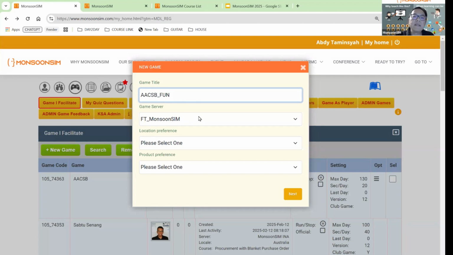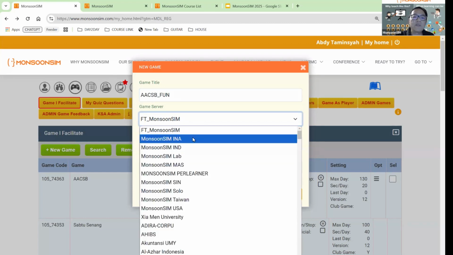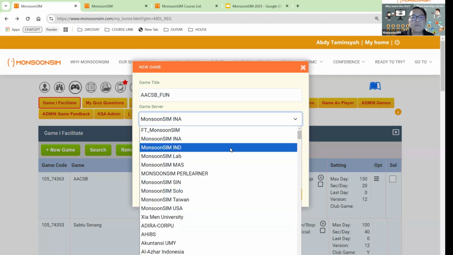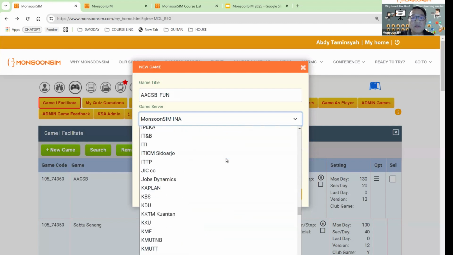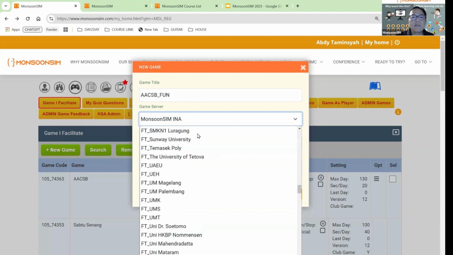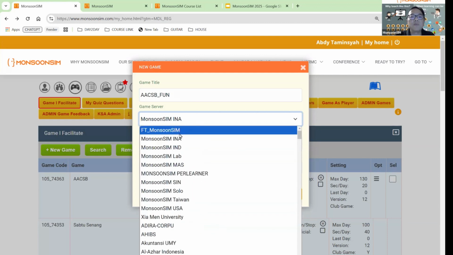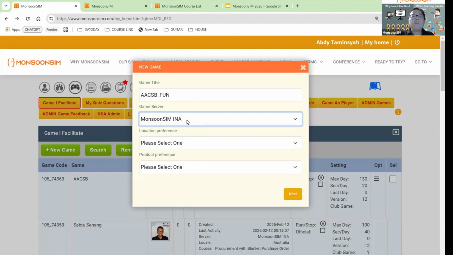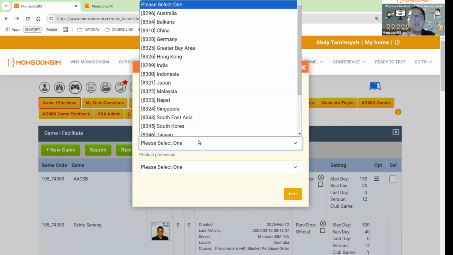Fun, okay? I will then use my server. Okay, these are all our customers' servers, by the way. Just to share with you, these are all our customers, so sometimes we need to support them, so we have access to their server. But you have your own server, yeah? So your school, your university has your own server. So I'm going to use my server, and then location. So we can take the student to do business all over the world, right? We can take them to Australia, to the Balkans, to Scandinavia. We can do all that.